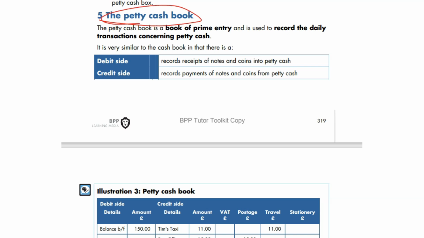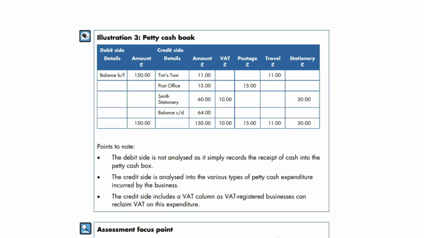Well, petty cash book. Debit side is money in, you record the receipts; credit side is money out. How does the petty cash book look like? It looks like a T account. I would say there is a date column. They didn't give you one in AAT, but generally there is date, detail, amount.